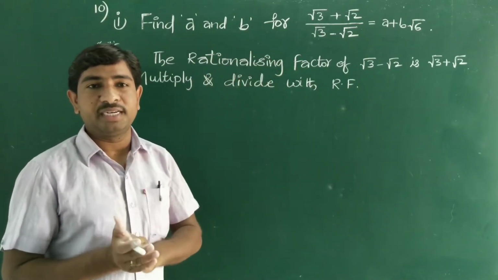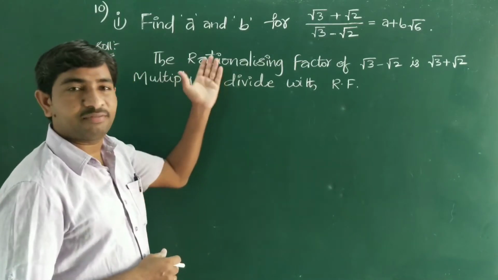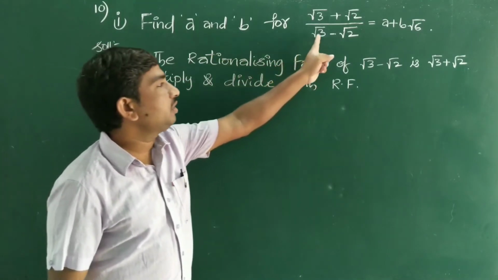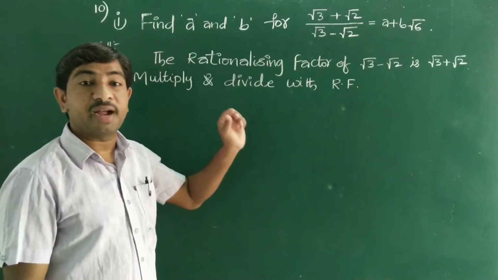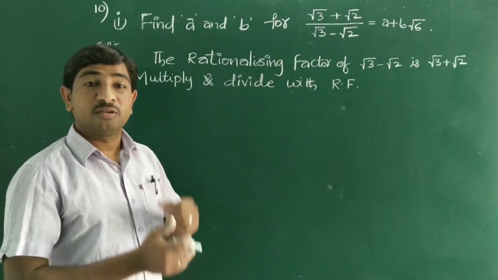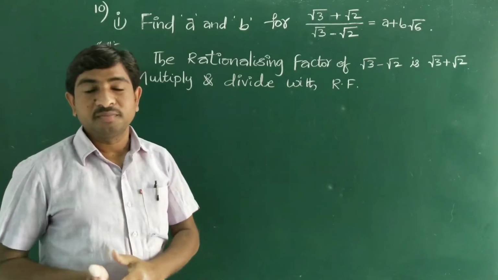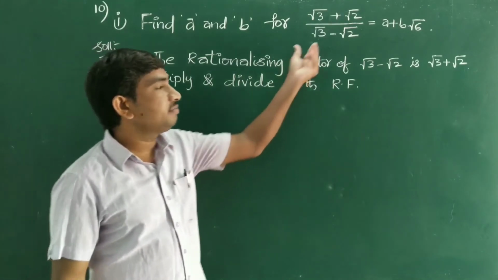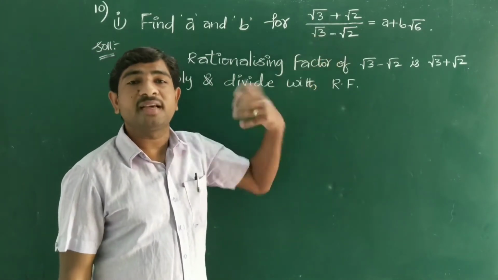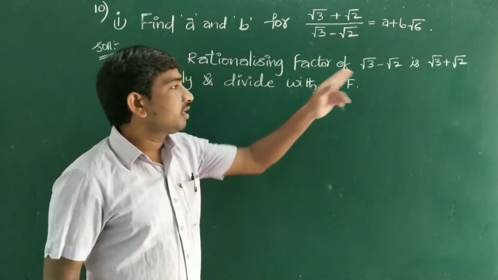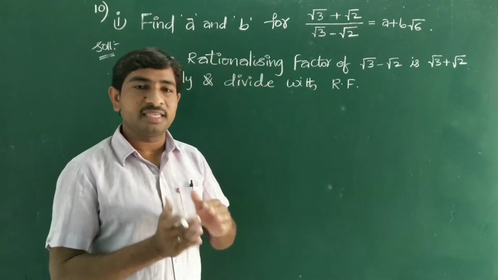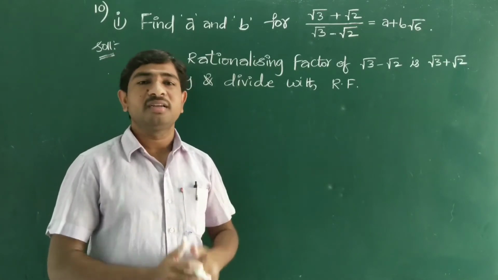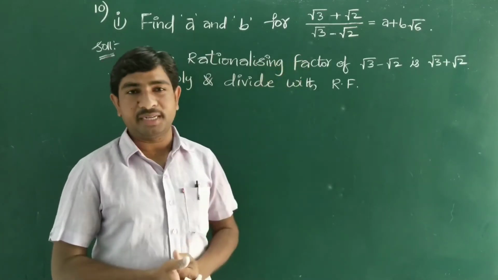So for our convenience, here we have to take the rationalizing factor of the denominator root 3 minus root 2 as root 3 plus root 2. This is a rationalizing factor for the given denominator. So rationalizing factor means what? By which number we are multiplying this to get a rational number, that is the rationalizing factor. So rationalizing factor means exactly the conjugate term or opposite term to the given denominator.